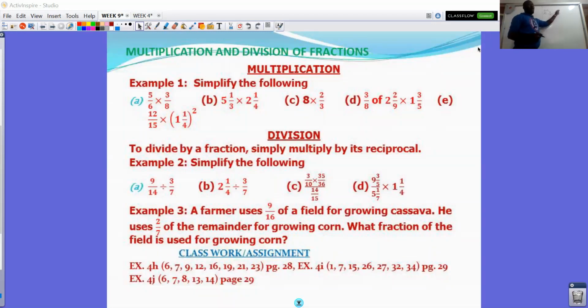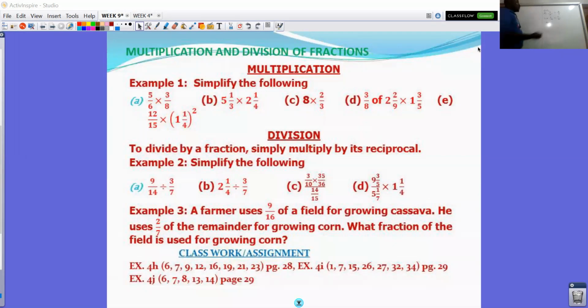So what we are going to do, like I said, this is the divisor. Divisor means the one we are using to divide. So we are going to change the division sign into multiplication. Then the 7, which is the denominator, will go up, and the numerator, which is 3, will come down. That is, you reinvert. So it means that 9/14 times 7/3. You see that it has turned back to the multiplication that we did on Monday.